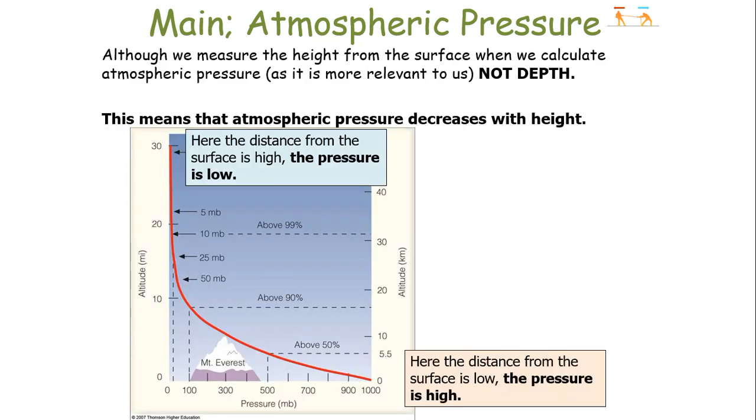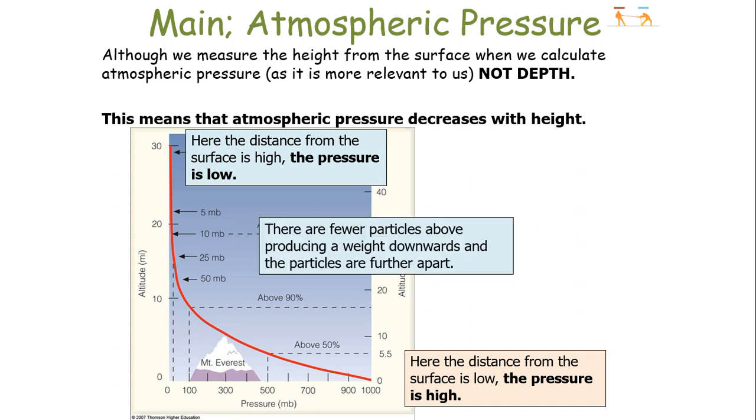Now let's just clarify what we know, that although we measure the height from the surface when we calculate the atmospheric pressure, as it's more relevant to us, not depth, we can say that the atmospheric pressure will decrease with height or decrease with altitude. So when the distance from the surface of the Earth is high, the pressure is low. However, when the distance from the surface is low, the pressure will be high, and that's a very, very important idea. Now, what is the reason for this?